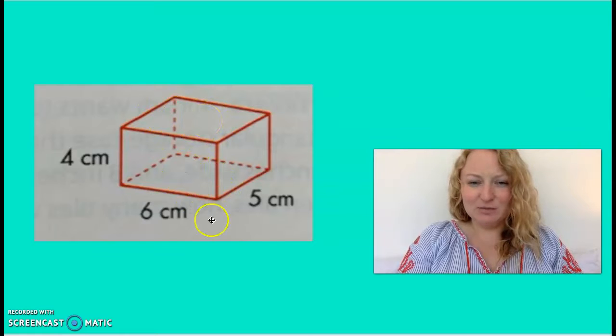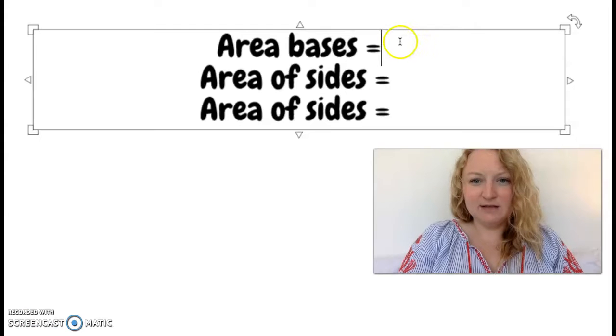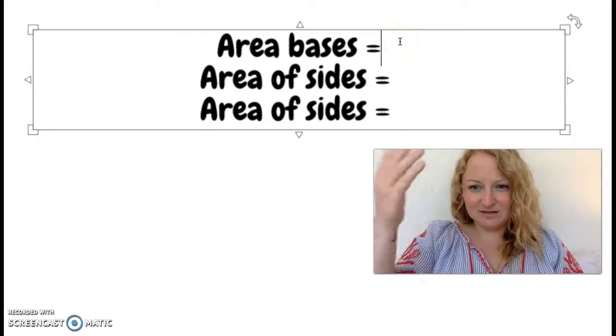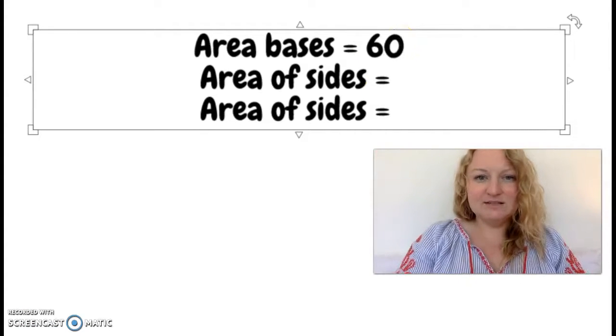Because it's a rectangular prism. So 30 and 30. 30 and 30 makes 60. So the area of my bases, the top and the bottom, is 60.